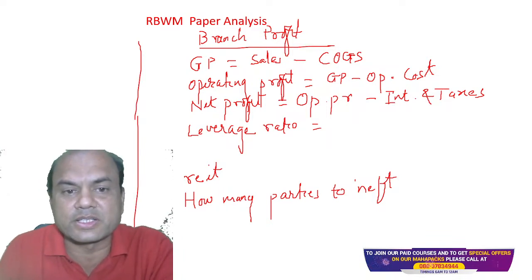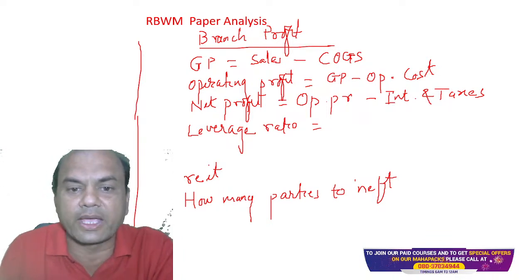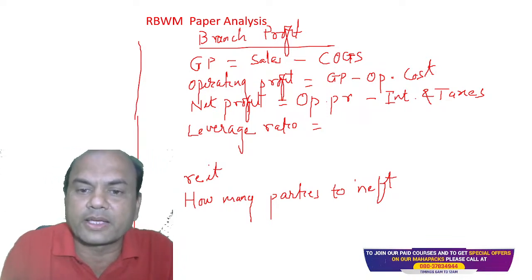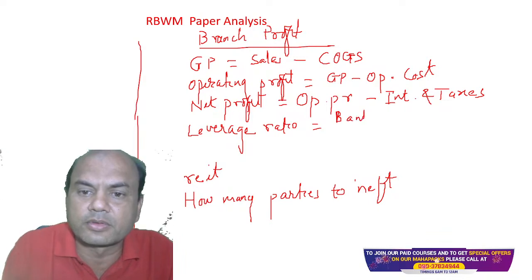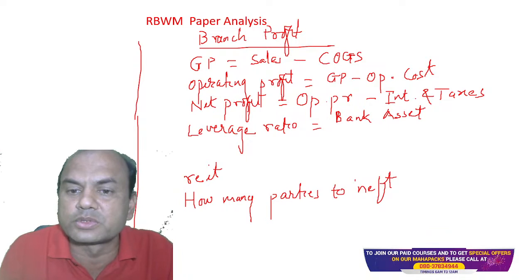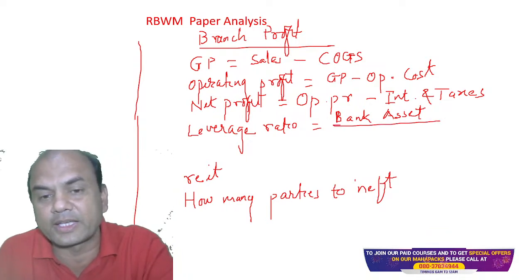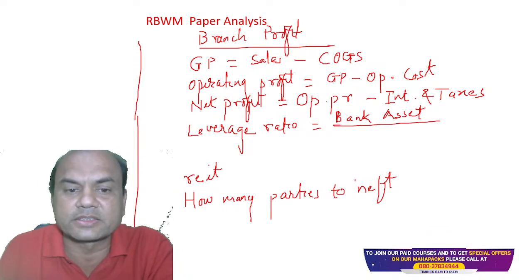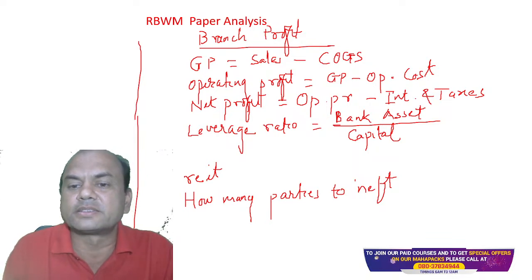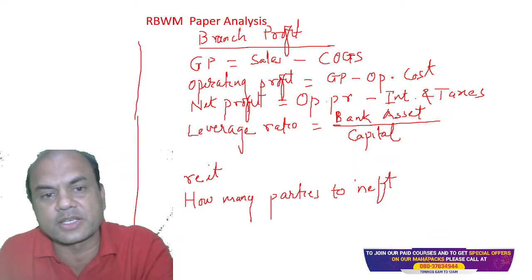So what is leverage ratio? Everyone, what is leverage ratio? It is bank assets upon total capital, bank's capital. This was asked here. Branch profitability was usually asked upon this bank assets, right? Bank assets upon capital, bank's capital. Bank's asset upon bank's capital, that is leverage ratio.